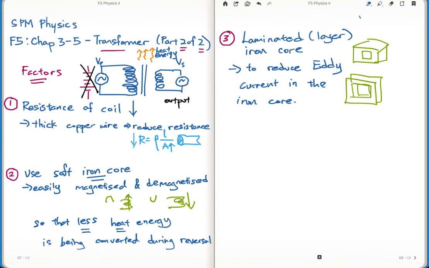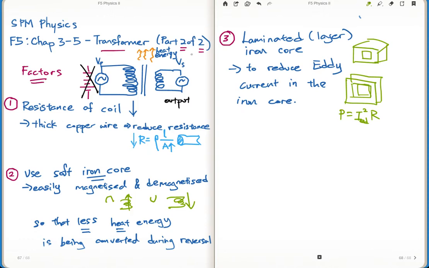The reason this eddy current is generated in the iron core is because during the process of magnetization and demagnetization, the iron core itself would have electrons moving, so therefore it would produce a current, and the current produced in the core is eddy current. This eddy current generated will be converted to heat energy by P equals I squared R.